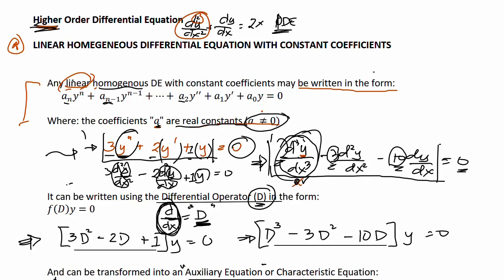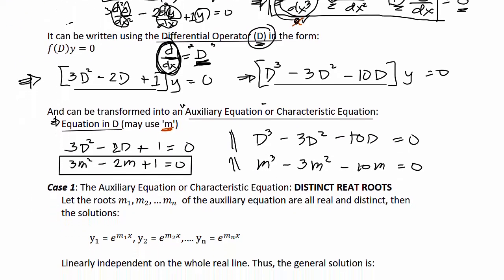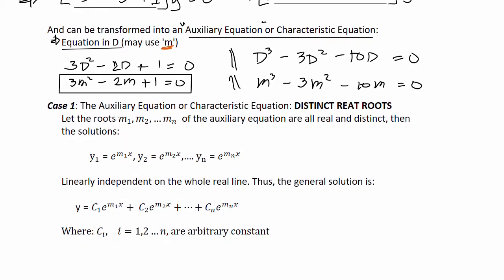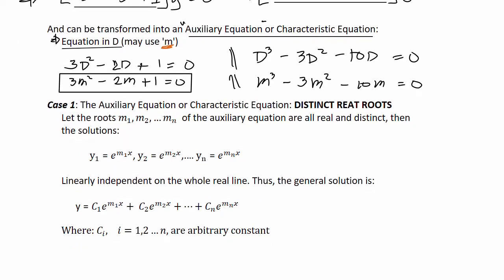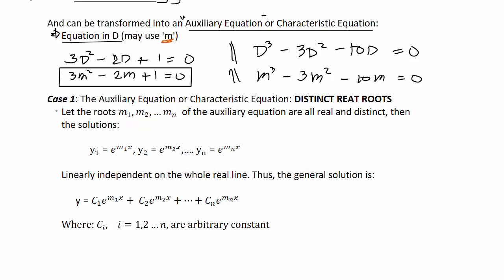Hello everyone. So as for the continuation of our topic regarding the higher order differential equation, the topic is linear homogeneous differential equation with constant coefficients. We have discussed how to identify the linear homogeneous DE and how to use the differential operator as well as the auxiliary equation, or how to transform this equation into an auxiliary equation.